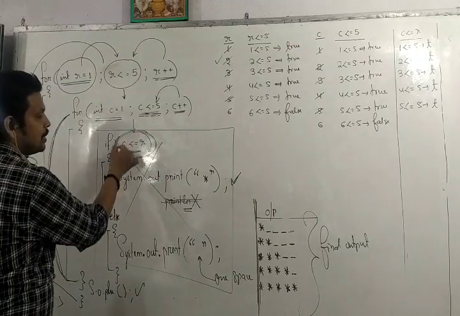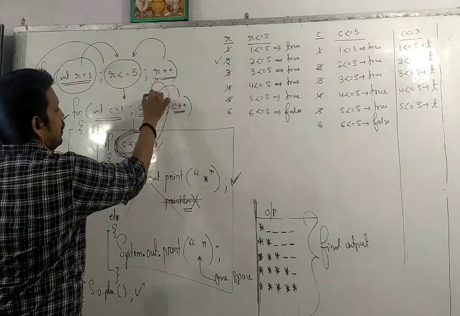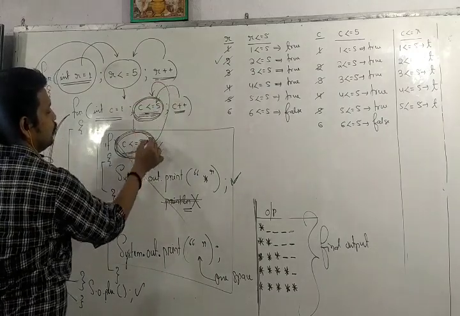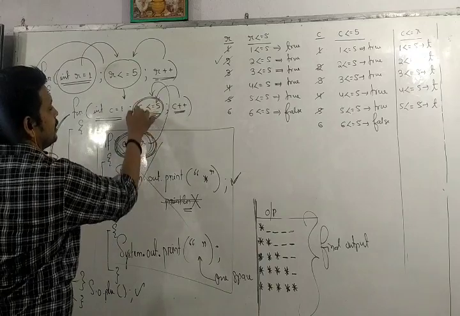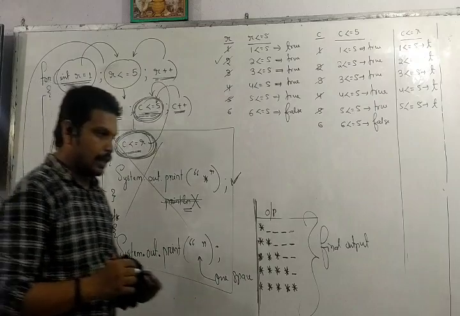Directly you can put this testing expression, C less than equal to R, at the testing expression part of the inner for loop. Okay, let me tell you how.